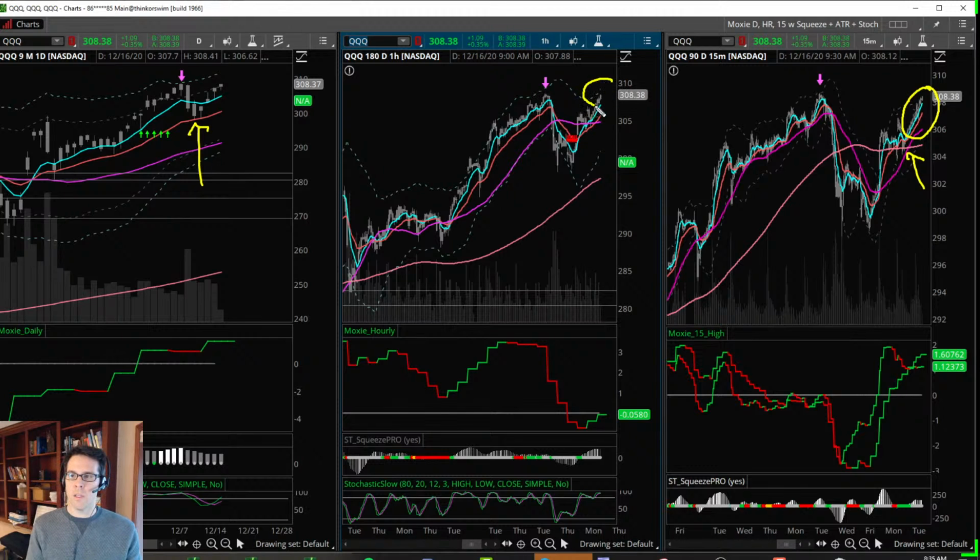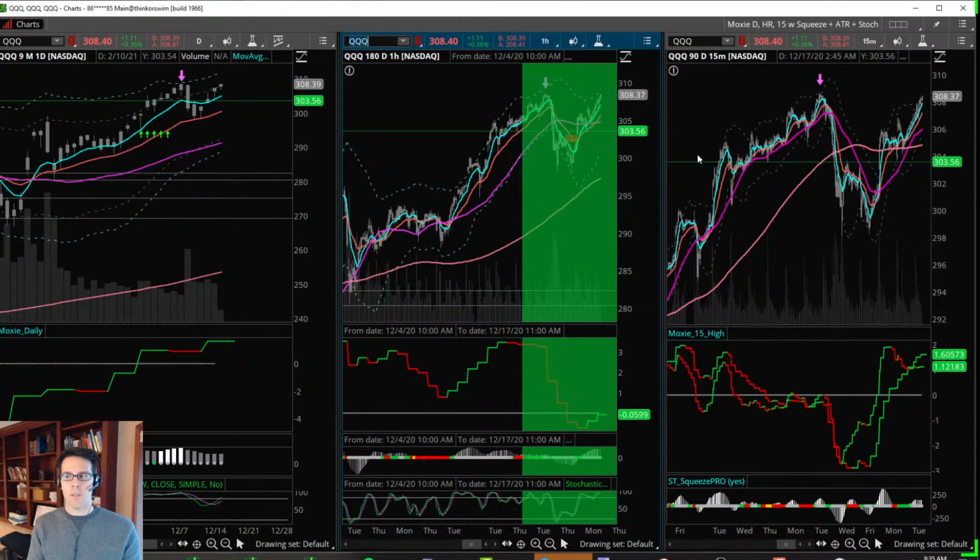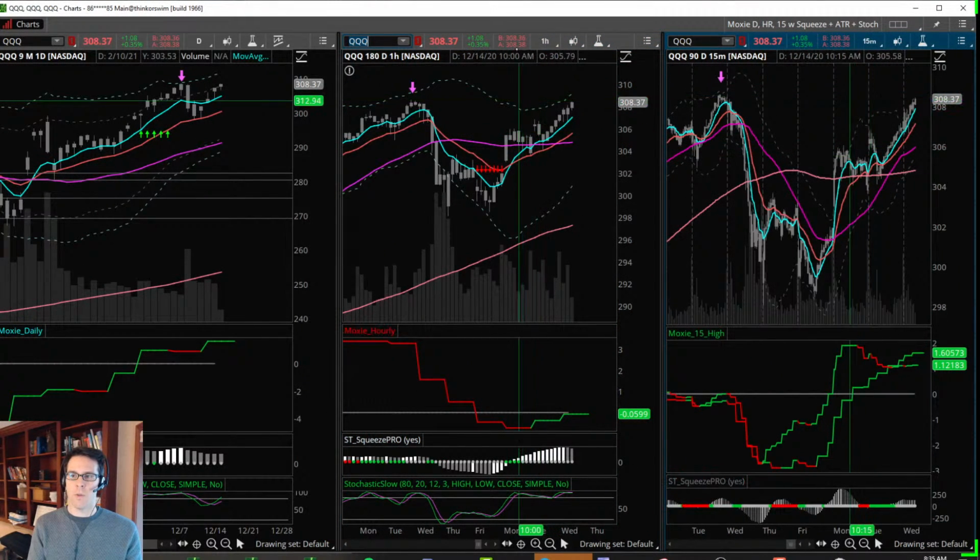And then we are also at the third ATR on the hourly chart, and the Moxie indicator is still below 0 and lagging. So this is what I call an inverse trampoline move. Price should not be over the 50 if the Moxie indicator is below 0. And this can have some ramifications. So we could get some sort of pullback based on this.